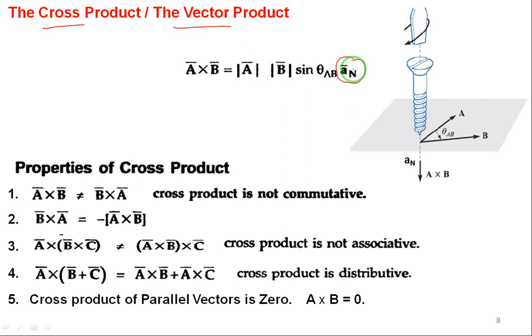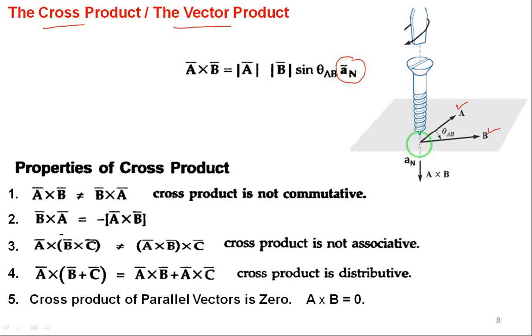This unit normal vector is the vector which is perpendicular to the plane containing two vectors, vector A and vector B. Let me explain with the help of this diagram. This is the plane, a parallelogram, in which the two vectors, vector A and vector B, are lying in the same plane. Means they are coplanar vectors, right?